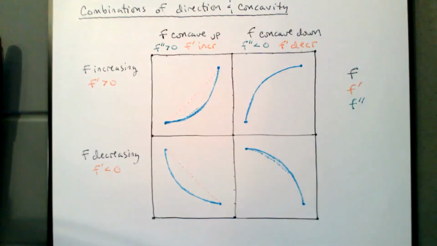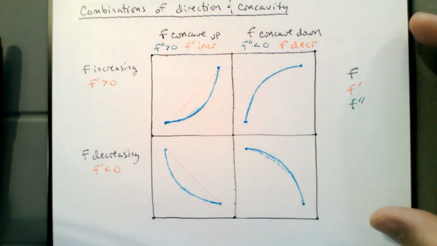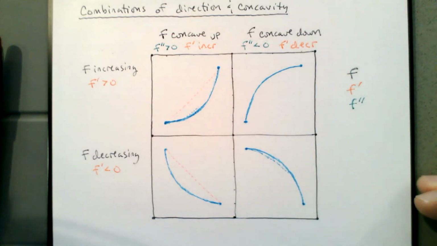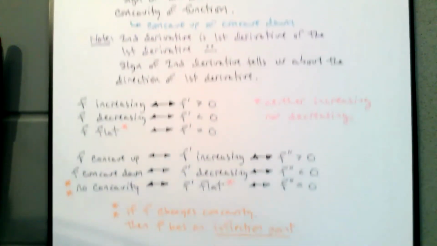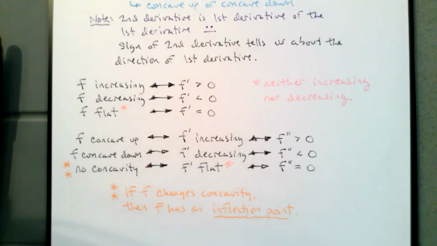All right, so there are lots of ways to remember this stuff. Here's a visual representation of four combinations of increasing and decreasing, concave up and concave down. Some from row A or B, and then some from column 1 and 2. Or we might want to remember connections this way.